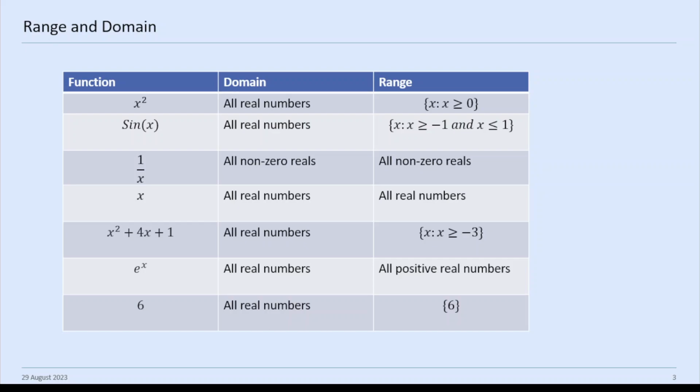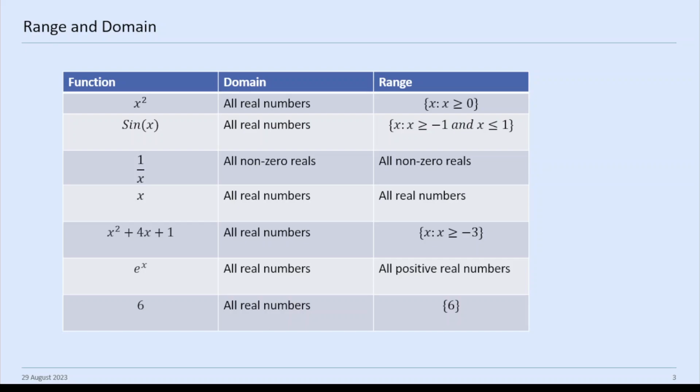For x squared plus 4x plus 1, all real numbers are the domain, and the range is all numbers greater than or equal to minus 3. Someone clever can say in the comments why that is, but a little bit of differentiation would help, or curve sketching would help. We've got a video on curve sketching if you're interested.